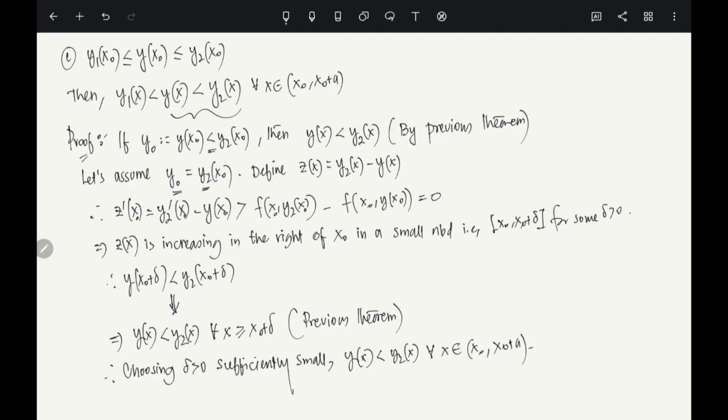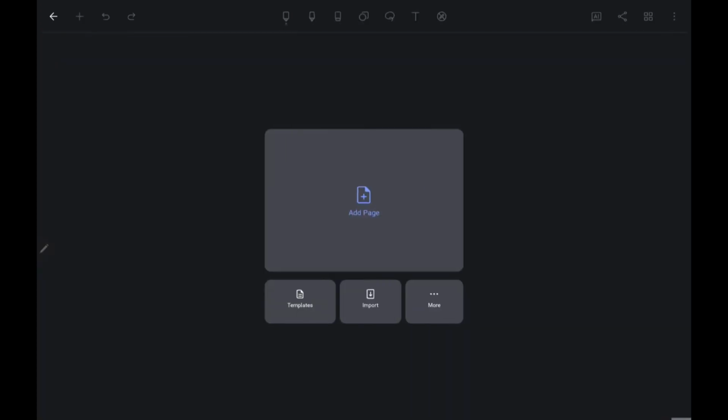Now you do the other part also, exactly the same sort of thing works. So you please do this part and then we are done. Clear? Okay, now let us look at one example, to show how to use this fact.